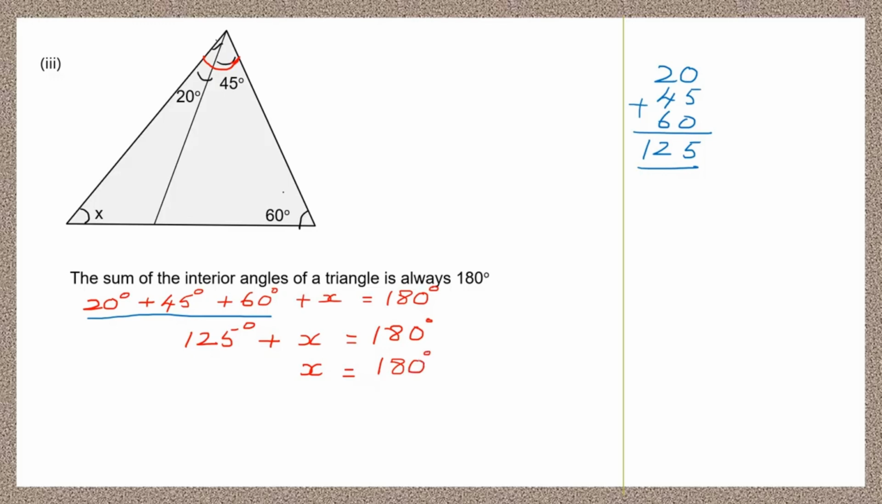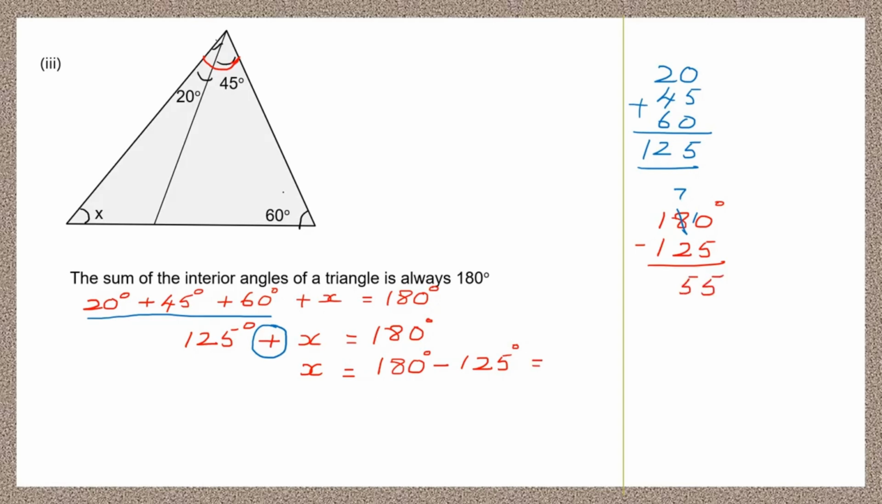I'm going to move 125 degrees to the right hand side, and the operation of addition will now change to subtraction. Minus 125 degrees. Let's subtract 180 degrees minus 125 degrees. Okay, now I need to borrow 7. This is 10. So 10 minus 5 is 5. 7 minus 2 is 5.